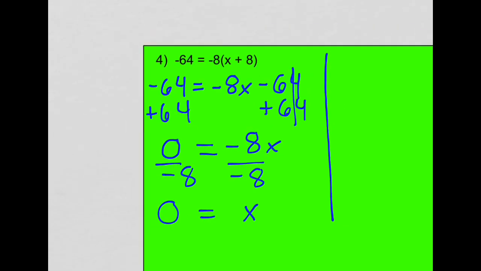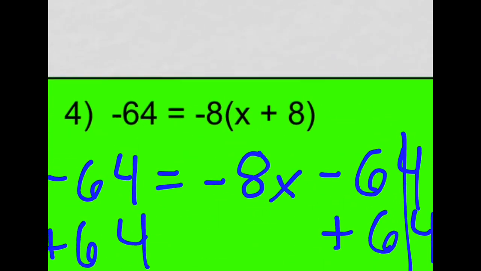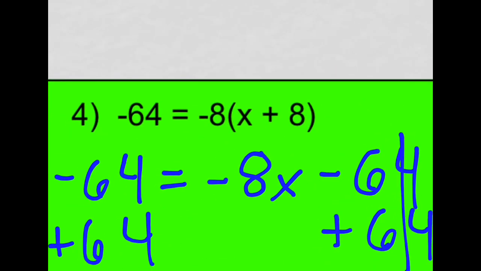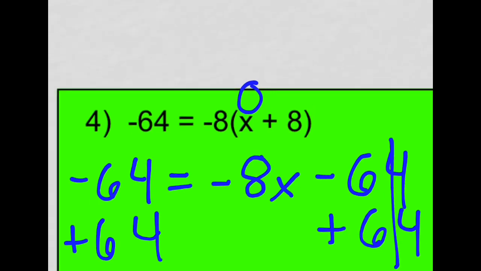We haven't done this yet, but you can check that, right? If you were to replace this x with 0, 0 plus 8 is 8. And 8 multiplied by negative 8 gives me negative 64. So everything should be working out.